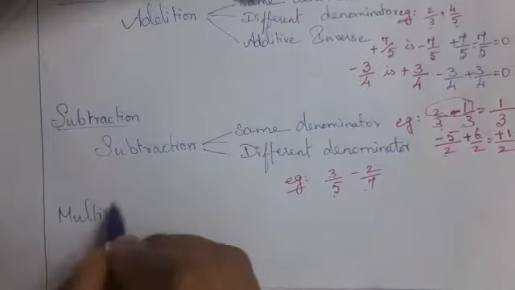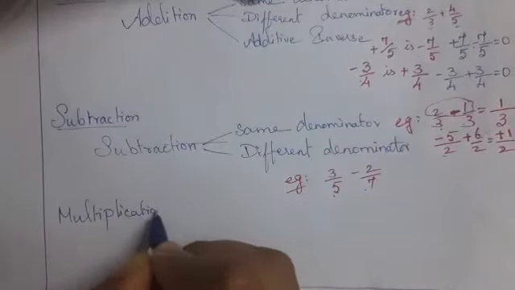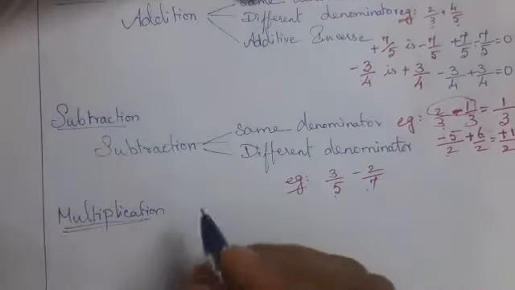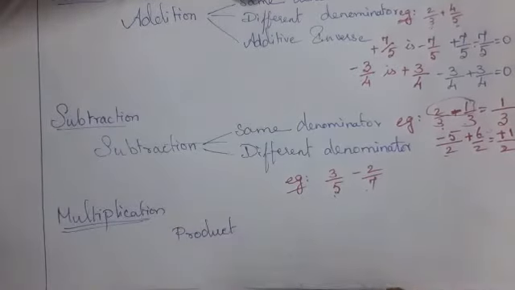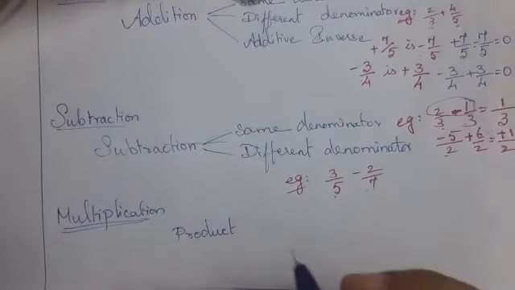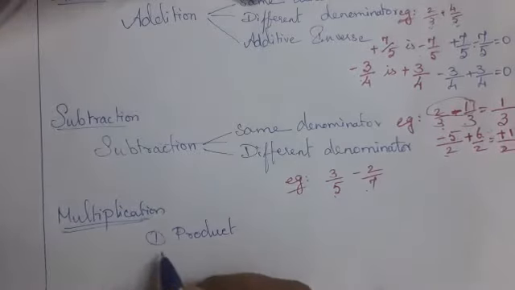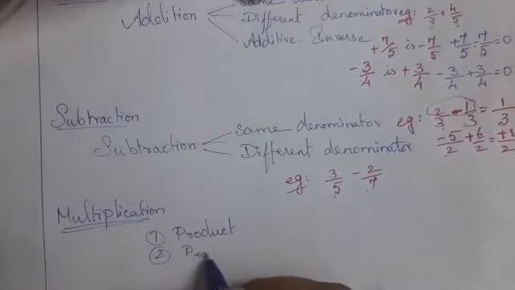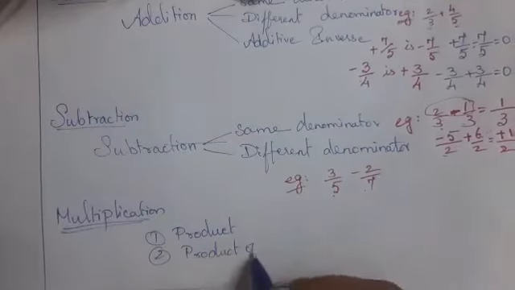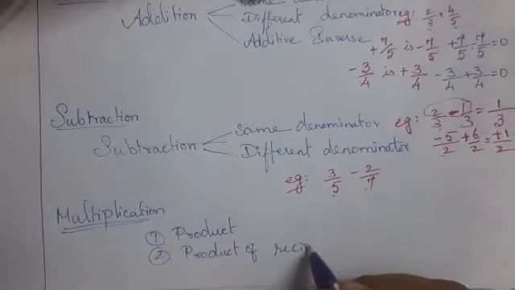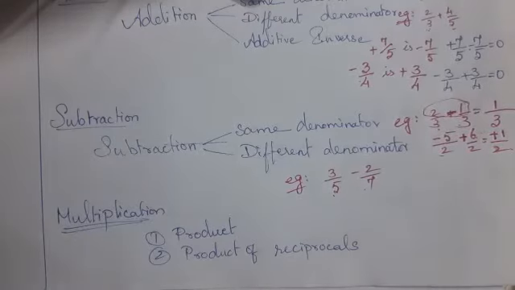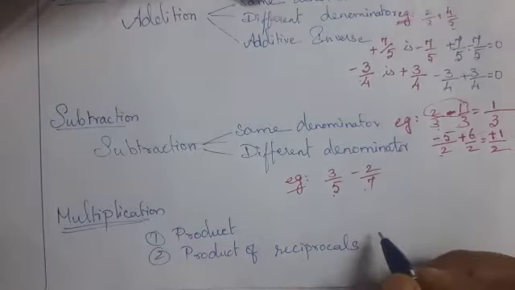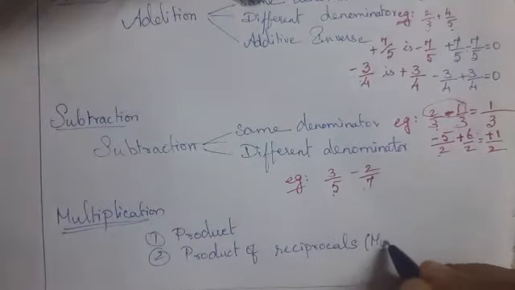Third one, multiplication. For the multiplication, just you find the product. Just you multiply the numerators and just you multiply the denominators. One more thing you have, that is product of reciprocals. If you have the product of reciprocals, the value for this is always 1. Another name for this is multiplicative inverse.